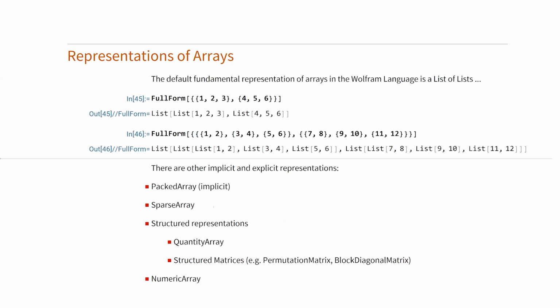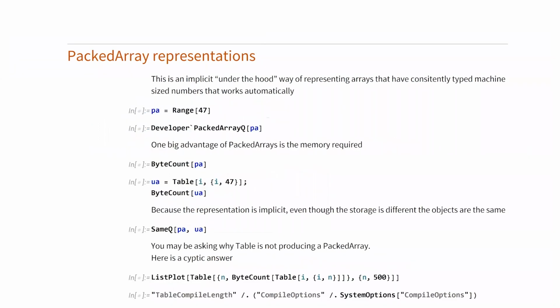Now, sparse arrays are explicitly different. And we also have structured representations that I'll get into. An example of that is QuantityArray. Other examples, which we're starting to add in development, are structured matrices, such as PermutationMatrix and BlockDiagonalMatrix. And then we have a final type, which is NumericArray. This allows you to work with different types in the compiler, or say for a GPU, which might only support 32-bit floats instead of 64-bit floats. And I'll have an example that uses NumericArray with the compiler eventually.